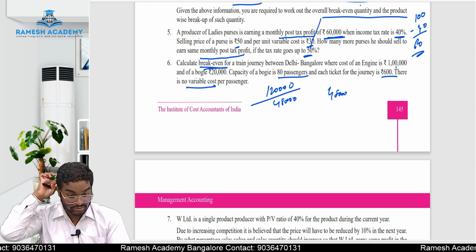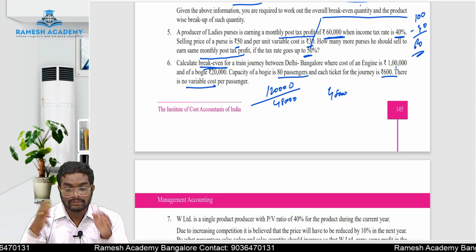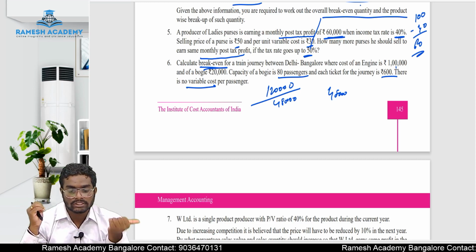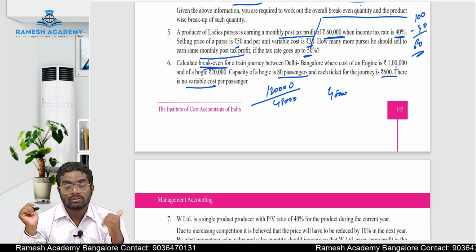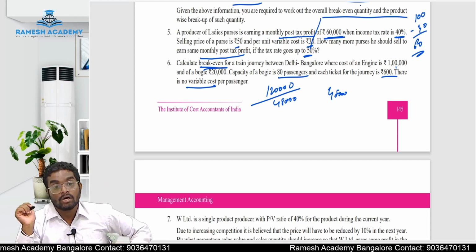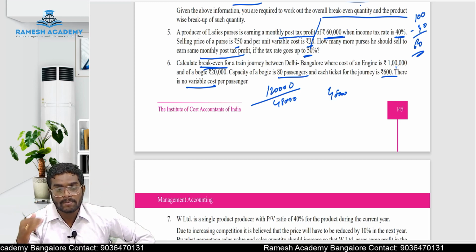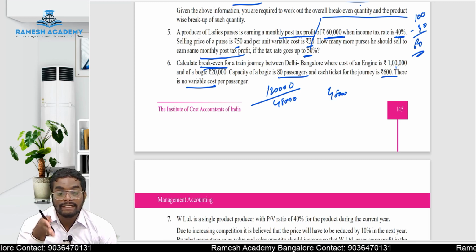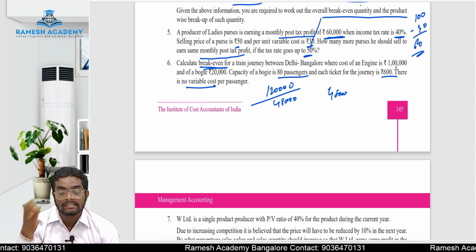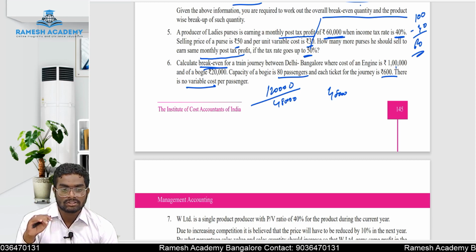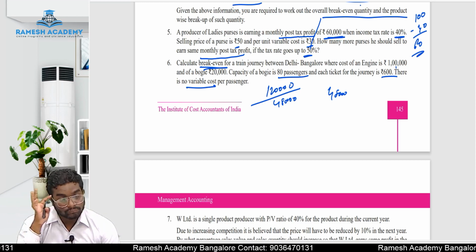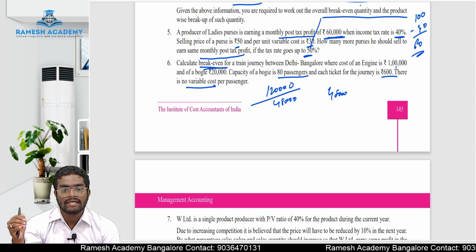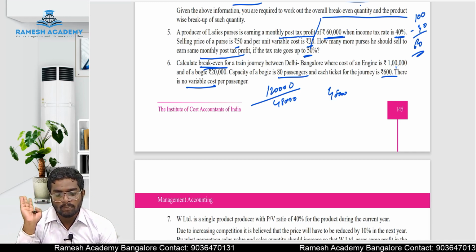So by this we have calculated the break even. In order to achieve the break even, we have to cover the fixed cost. Here the fixed cost is 1,20,000, divided by the contribution per unit or per bogie. The capacity of a bogie is 80 passengers and the ticket price is 600, and there is no variable cost here, so everything will be contribution. That is the reason I divided 1,20,000 by 48,000, which means 2.5.